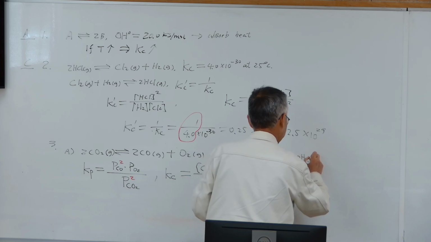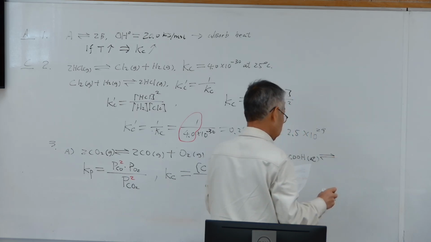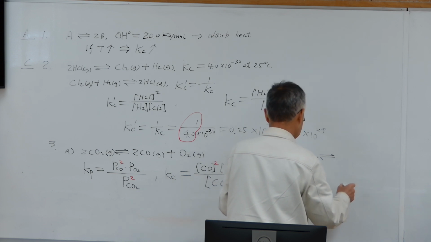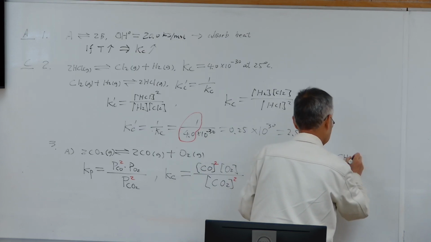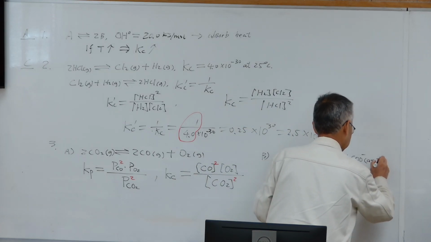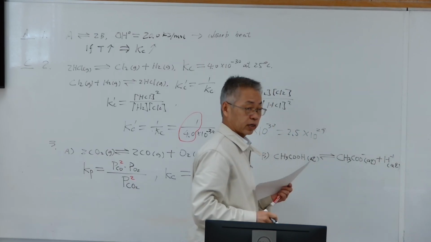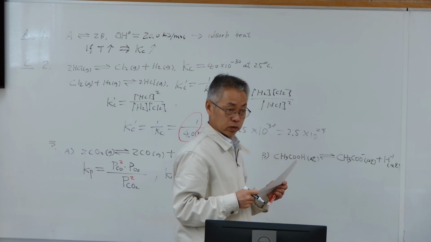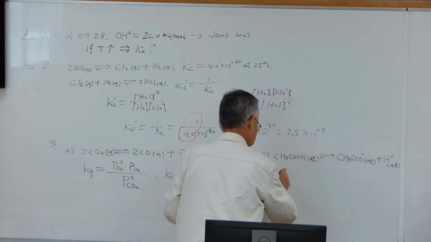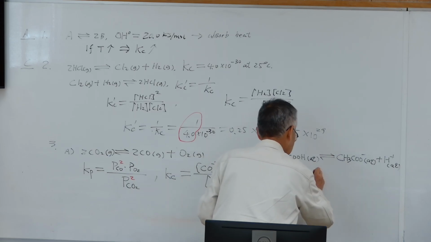CH3COOH (aq). What does the aq mean? This means aqueous solution, so this substance is dissolved in water to make a solution. CH3COO minus (aq) plus hydrogen ion (aq). So the reactants and products are all in aqueous solution, no gas, so no Kp. Only Kc.